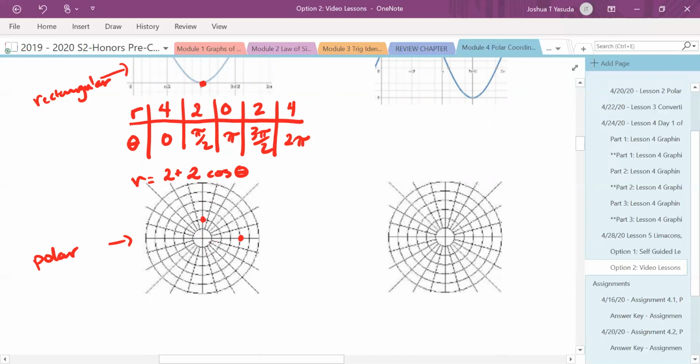And then (0, pi). So 0 is the radius, and we're at pi. So it's just going to be a point there. And then (2, 3 pi over 2). So 2, 1, 2. And then (4, 2 pi) is at the same spot as this guy.